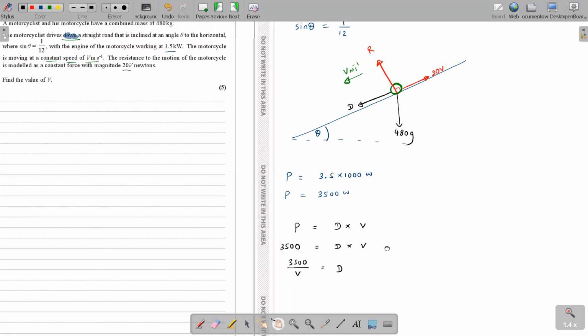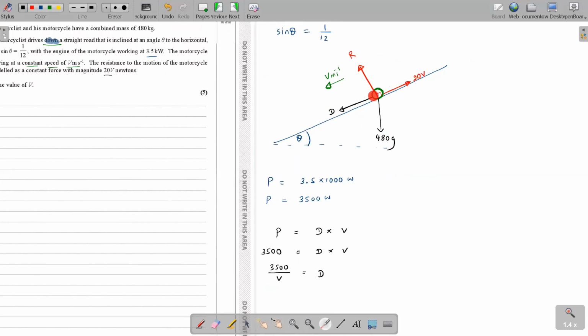You all know now this object is moving along this road at constant speed. So when it's moving at constant speed, there is no acceleration, which means the forces are balanced. From M1, when you have an object moving on an inclined plane, we use the x-axis as parallel to the plane and the y-axis as perpendicular to the plane. So you can see R is perpendicular, 20V is parallel, D is parallel.